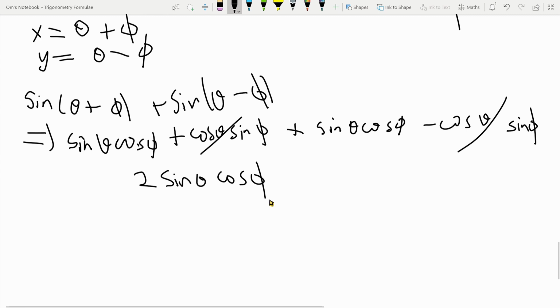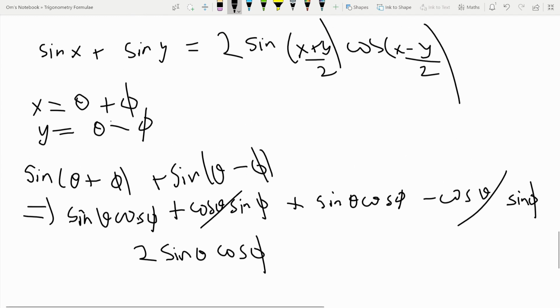And if you actually solve for theta and phi by eliminating, let's just solve it anyway. Suppose I add these equations over here, you'll find that x plus y is equal to 2 theta, and x minus y is equal to 2 phi. So you can say theta is equal to (x plus y) by 2, and phi is equal to (x minus y) by 2.